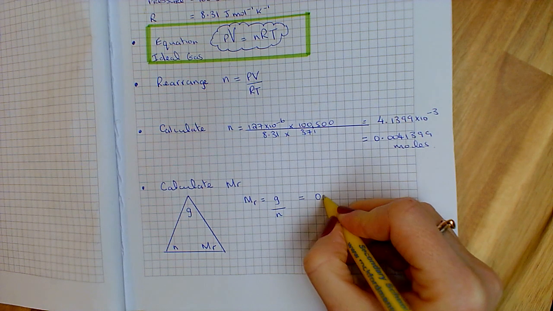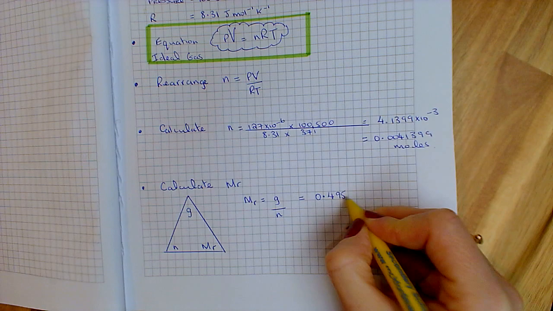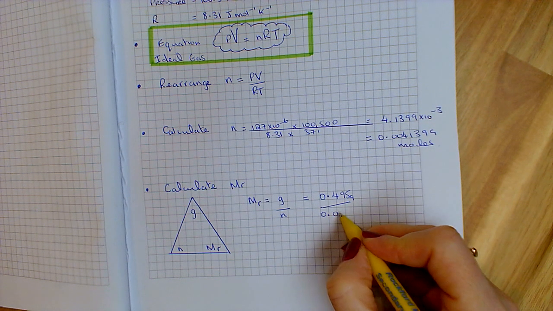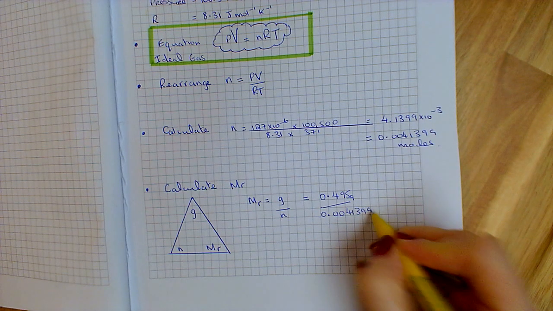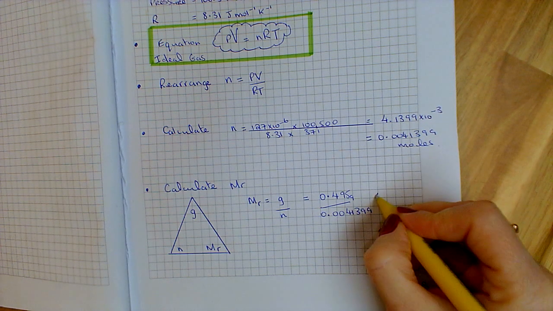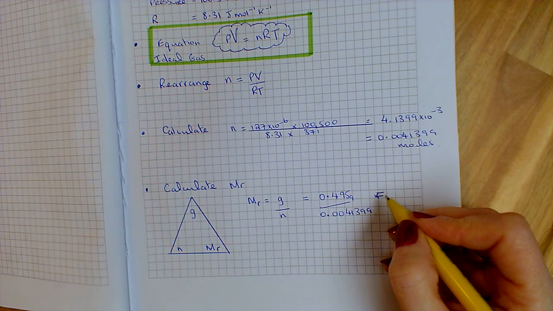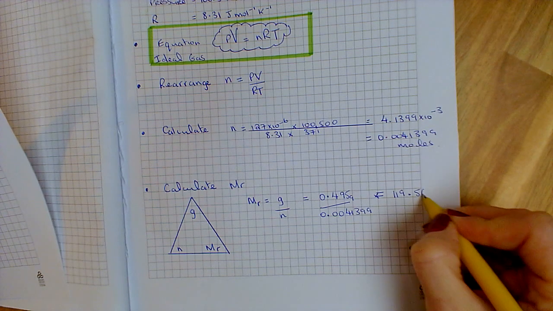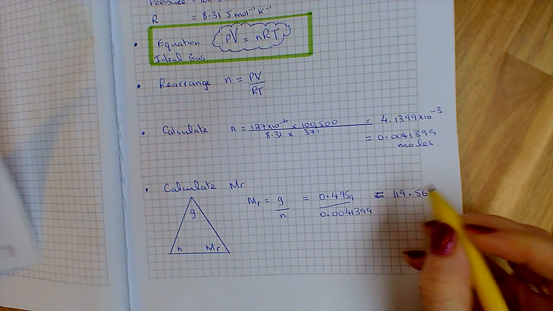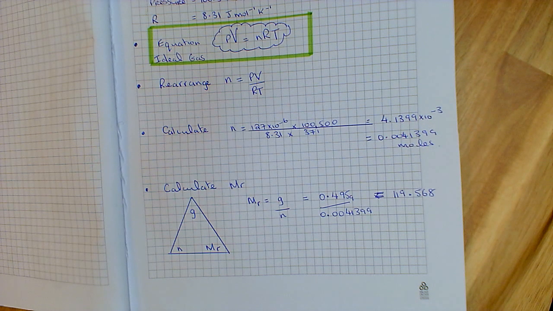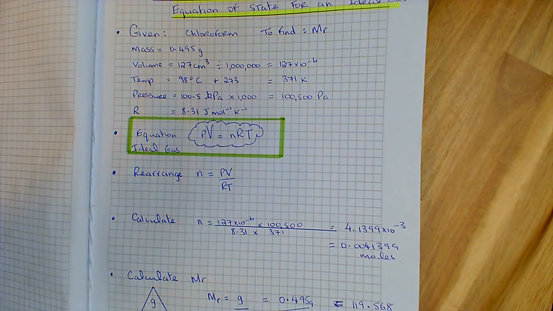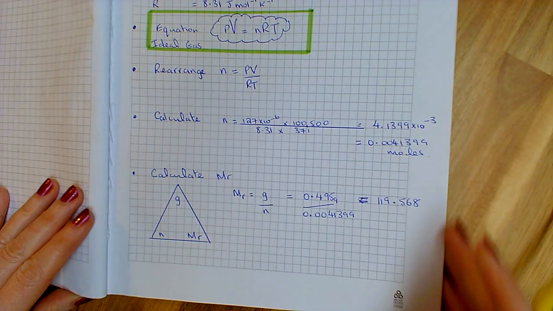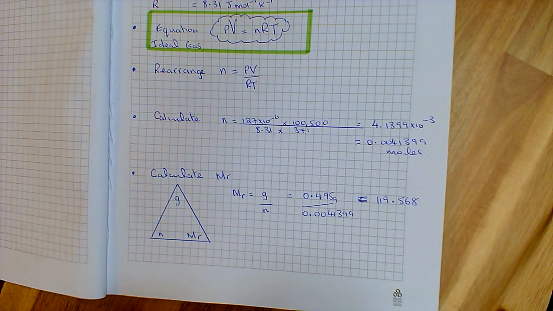Our grams given in the question were 0.495. Divide that by the number of moles, which we just worked out from our equation. You can write it in either version, and when we work that out, that's going to give us a value of 119.568. So that's going to be your relative molecular mass for chloroform. That's my final answer. Let's just highlight the final answer here.